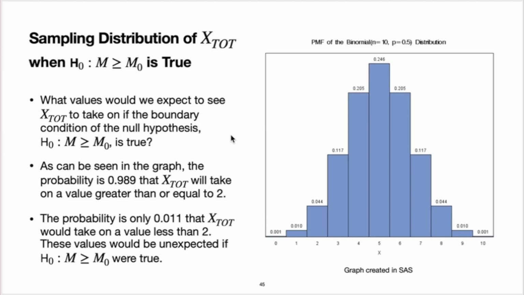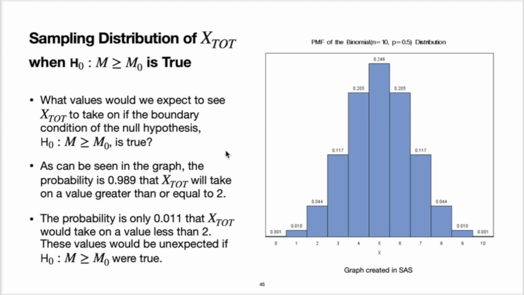As can be seen in this graph, the probability that X tote will take on a value greater than or equal to, say, 2 is given by the sum of these probabilities, and that probability is 0.989. So it's almost assured that if the null hypothesis is true, and in particular if the boundary condition is true, we're going to observe a value of X tote greater than or equal to 2. And in fact, if the population median is actually greater than cap M sub 0, then the probability that X tote takes on a value greater than or equal to 2 is going to be even greater than 0.989.